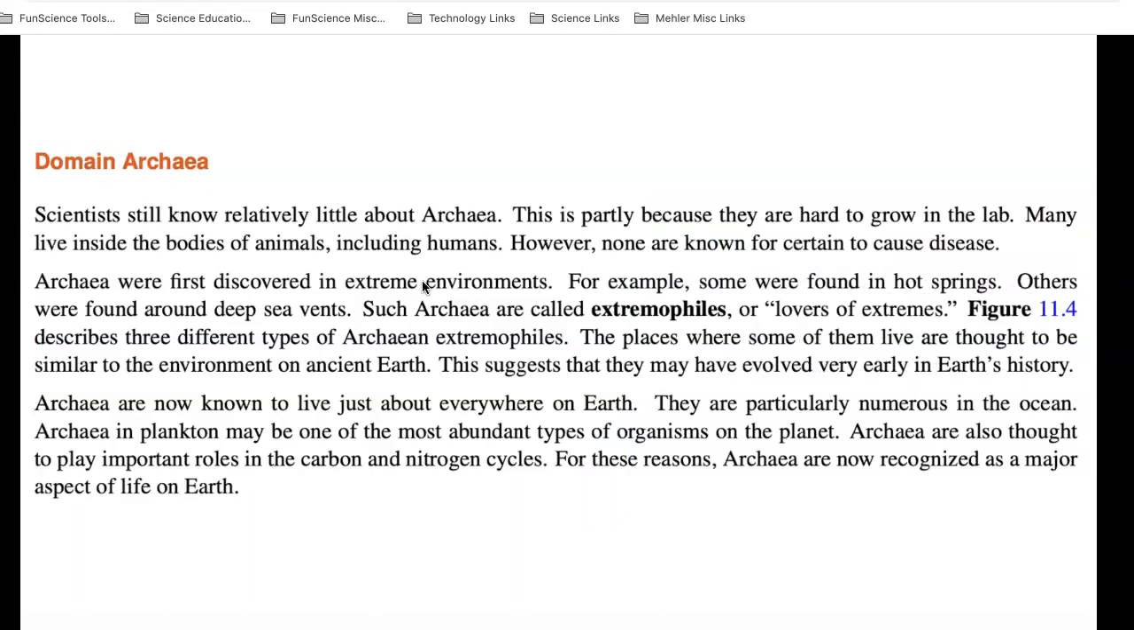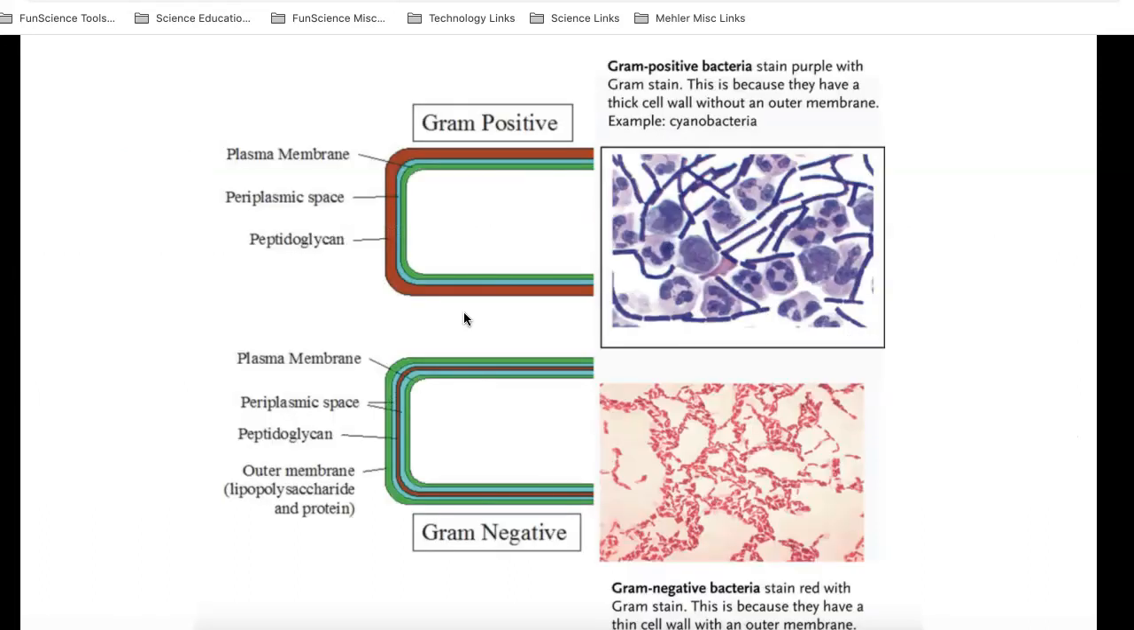Archaea is still a relatively little known domain of life, and I'd like you to read about this here. They were discovered in extreme environments, and for that reason scientists call them extremophiles, or lovers of extremes. They're described as some of the oldest organisms on the planet. They're known to live just about everywhere, and they live inside of us too, and they take part in many of the processes that we go through, especially in our digestive tract. But not a lot is known. That's a huge area of research right now in biology, the domain Archaea.